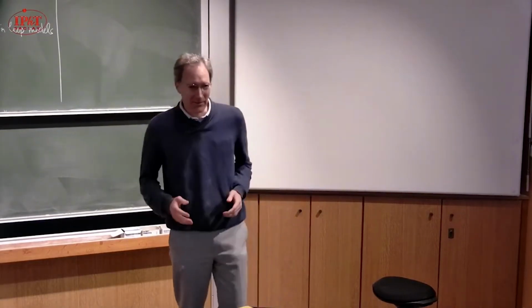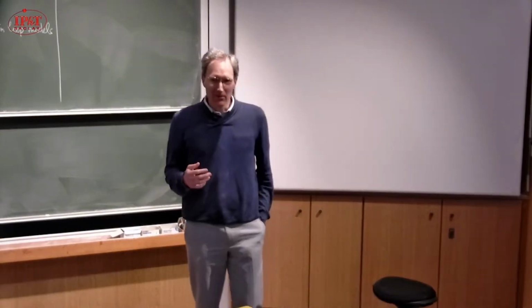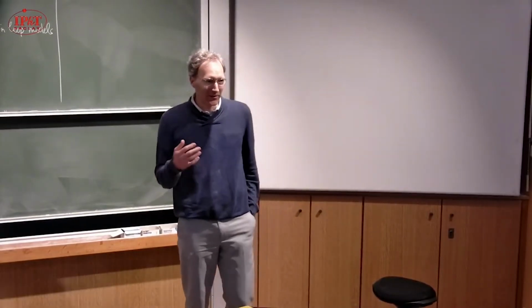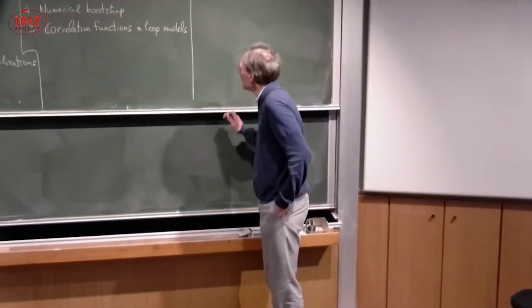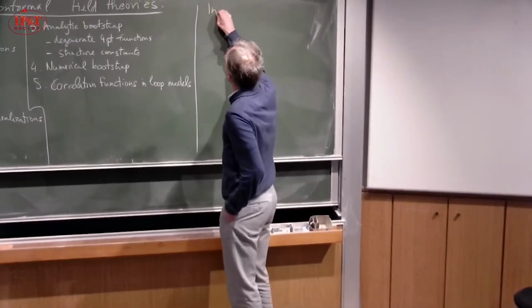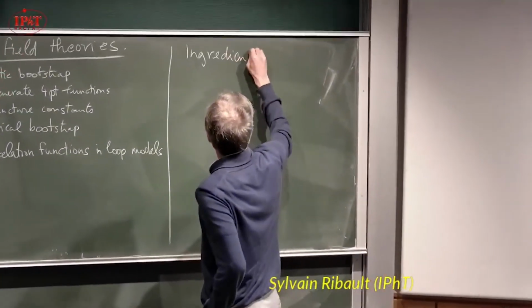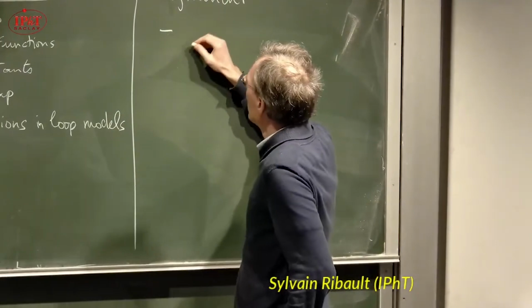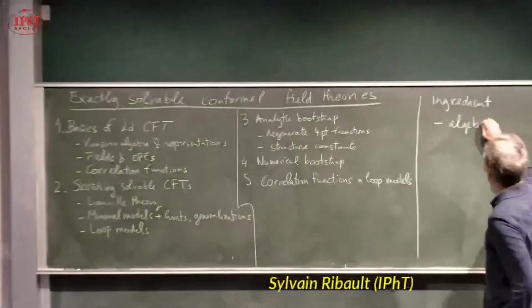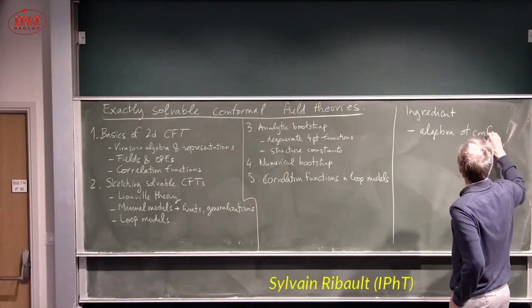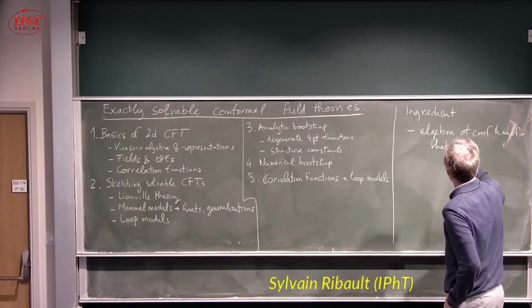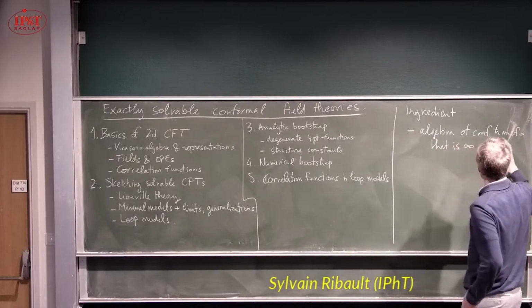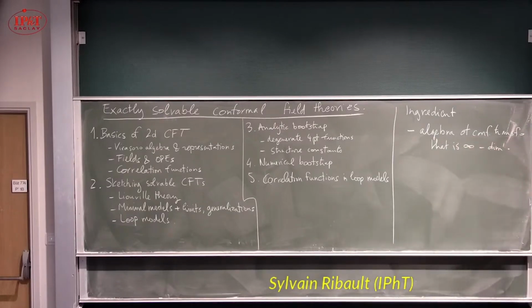And why is it only in two dimensions? Well, because to exactly solve CFTs with the methods we have, we need two essential ingredients. The first ingredient is an algebra of conformal transformations that is infinite dimensional. And this is the case in two dimensions, as we will soon see, but not in higher dimension.